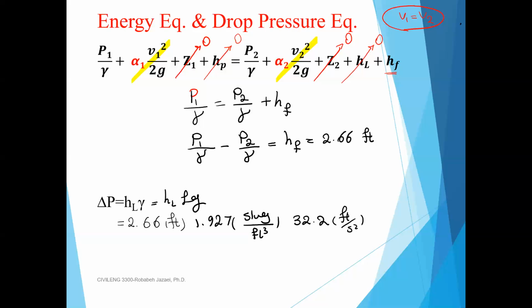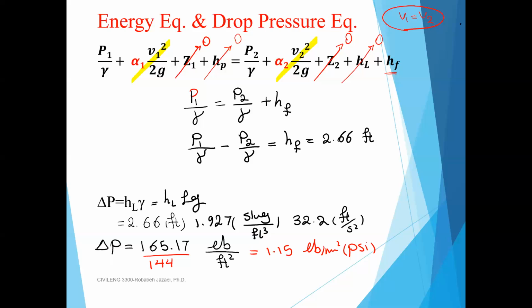So we have everything. We can calculate the pressure drop, which is 16517. It's pound per square feet. I want it to be in PSI, so I need to divide it by 144. So if I divide it by 144, I get it in PSI. So it's 1.15 pound per square inch or PSI.